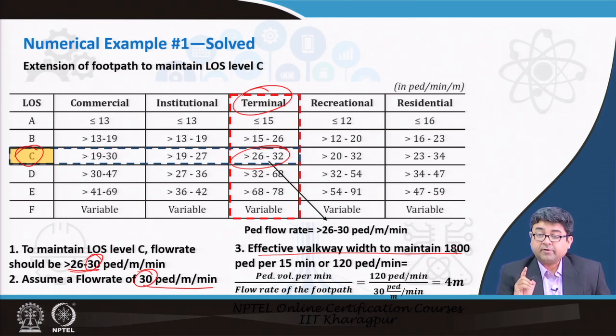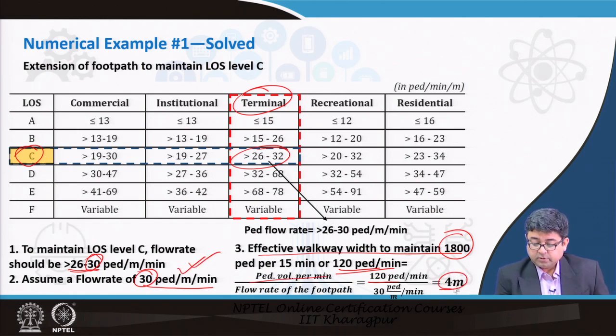So, now you know how much the effective width should be. You already know that your flow rate is 120 pedestrians per minute. 120 pedestrians per minute divided by the flow rate of the footpath, which is 30, gives you the effective width of the sidewalk. So, the effective width of the sidewalk should be 4 meters in order for you to maintain a level of service C in a terminal land use.